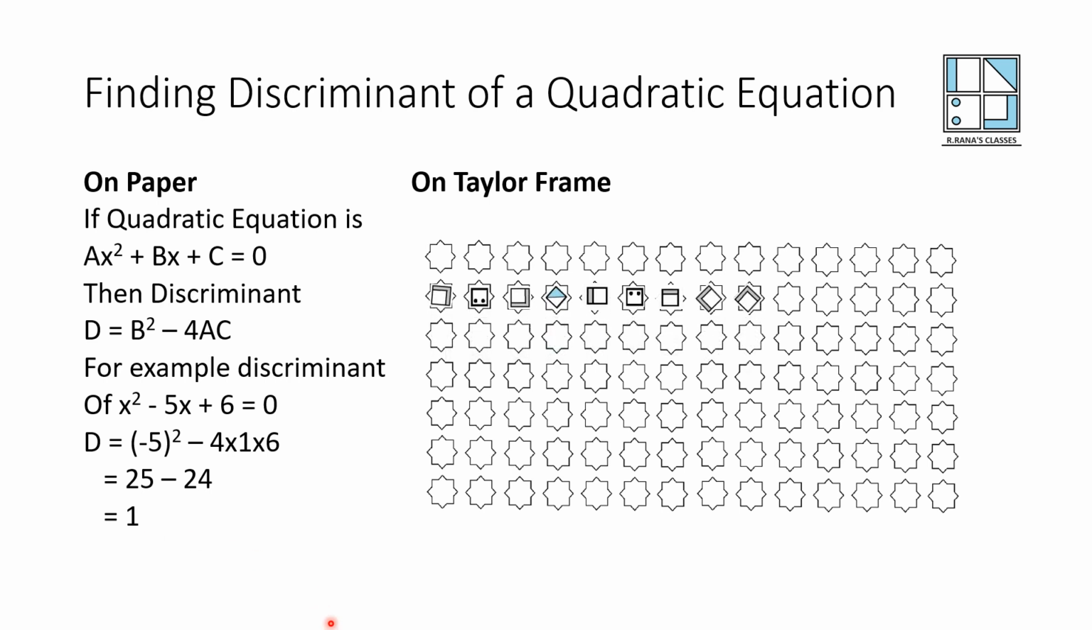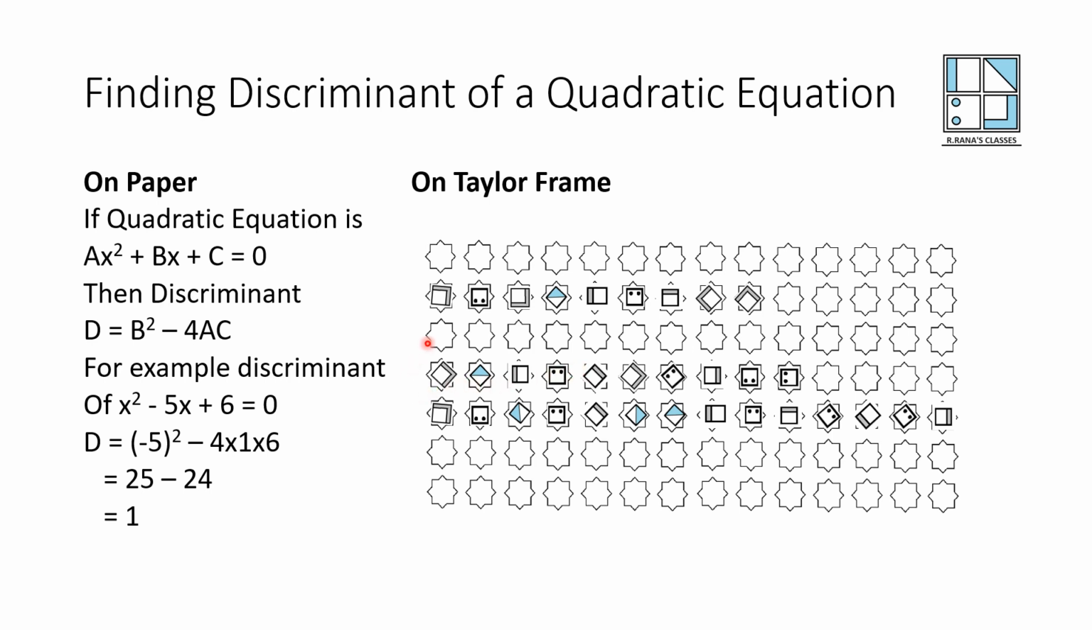On Taylor frame, D is equal to b raised to power 2, that is b squared minus 4ac. So it is easy to present. So it will be equally easy to solve a quadratic equation on Taylor frame. D is equal to b square minus 4ac, we have already seen.